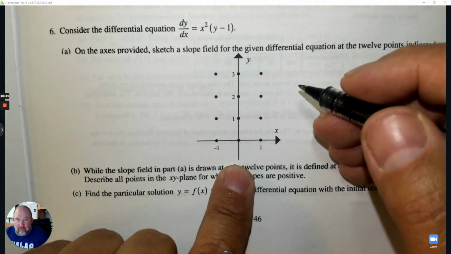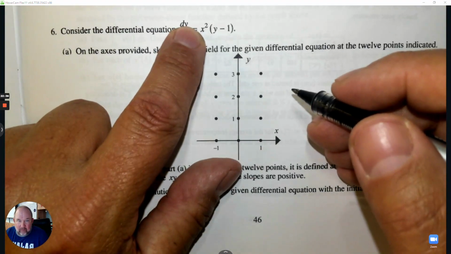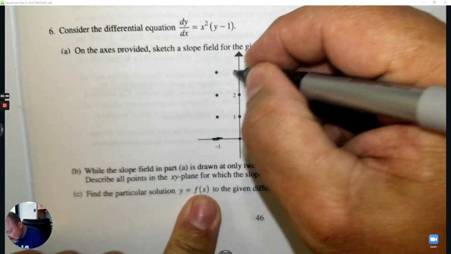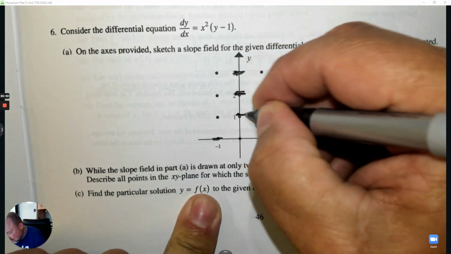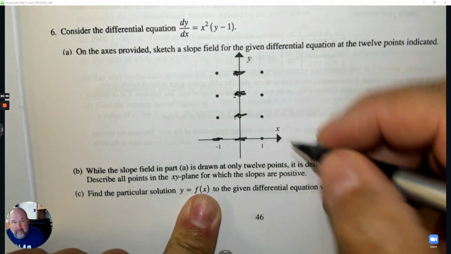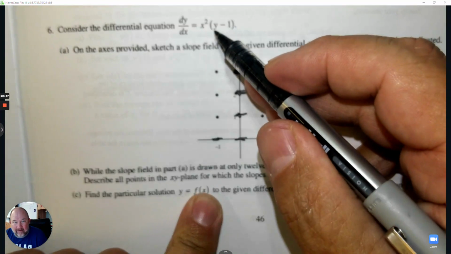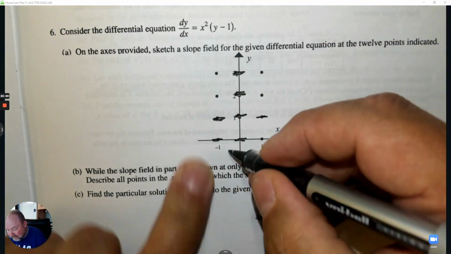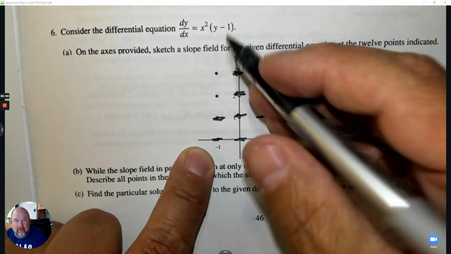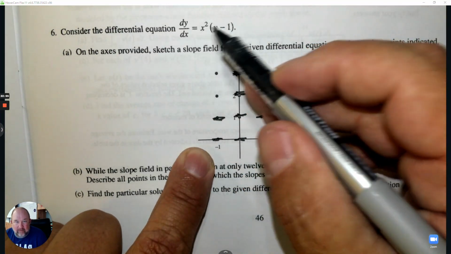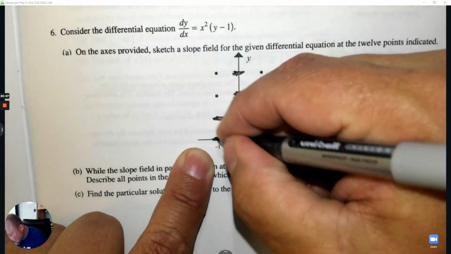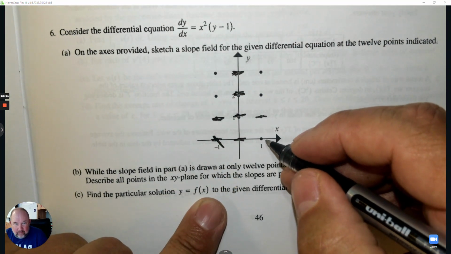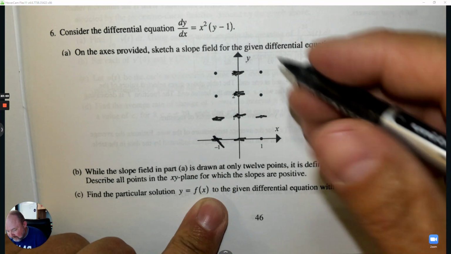So for every point here, I notice that when x is 0, everything's 0. So these are 0 right here. This is 0 right here going down at 0. When y is 1, it's also 0. So here is 1. So at -1, 0, we have -1 squared times -1. So this is -1. So this should look like this. +1, 0. Same direction.